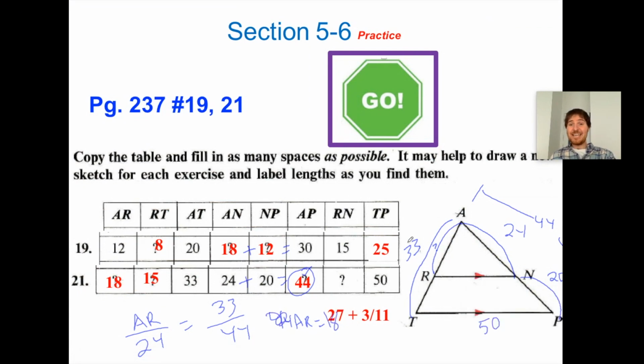All right, that's 18. Then segment addition postulate. Check it out here: 18 plus RT equals 33. Well, how do we get to 33? This has got to be 15. But also, this is going to be in that 3 to 4 ratio. Look at that 3 to 4 ratio. It all connects. It's all good to go.